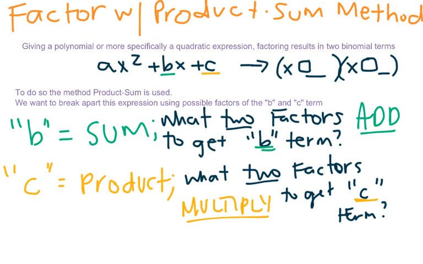So in order to factor using the product sum method, we need to know which is the product and which is the sum. So our B term is our sum, what two factors add together to get the B term. Our C term is our product, what two factors multiply to get C. So I'm going to show an example on the next page. Again, some of us are familiar with this. If we're not, pause it, replay it, do the example again until you can get the answer with the example, and then move on from there, okay?